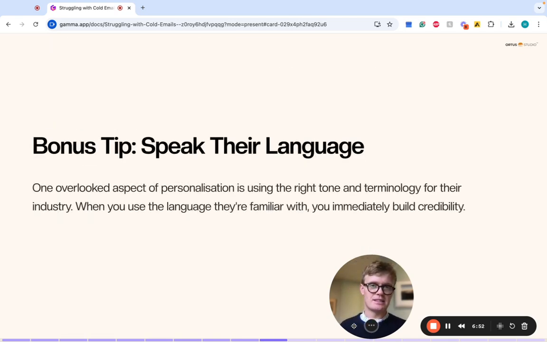Okay, this is a bonus step: speaking their language. One overlooked aspect of personalization is using the right tone and terminology for their industry. When you use the language they're familiar with, you immediately help build credibility.